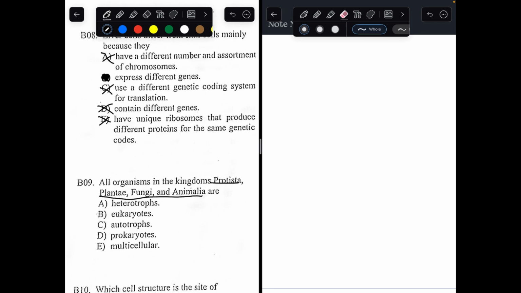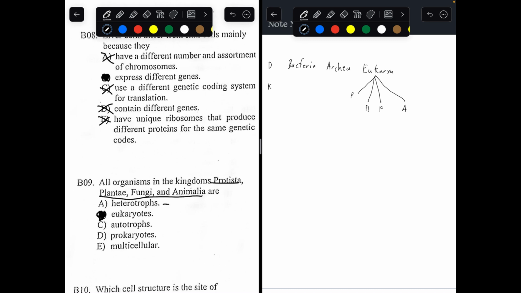Remember, there are three domains. There's bacteria, there's archaea, and there's eukarya. These are the domains. The eukarya are broken into four kingdoms, which are Protista, Plantae, Fungi, and Animalia. So the answer to number 9 will be that they're all eukaryotes.